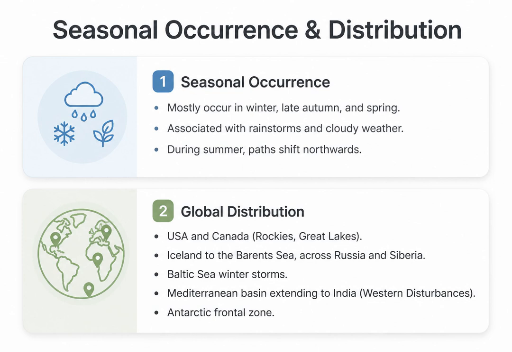They sweep across the USA and Canada, particularly over the Rockies and Great Lakes. Another major belt extends from Iceland across to Russia and Siberia. We also see them over the Baltic Sea, the Antarctic frontal zone, and very importantly, originating in the Mediterranean basin and traveling all the way to India during winter, where they are known as western disturbances.